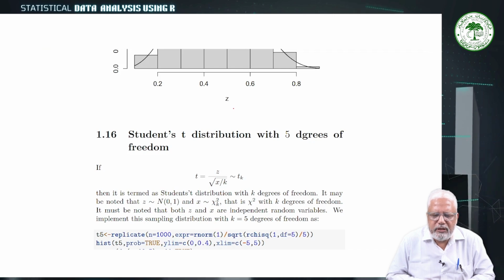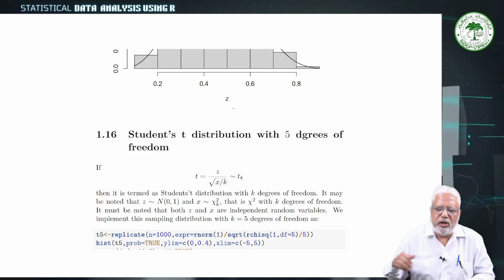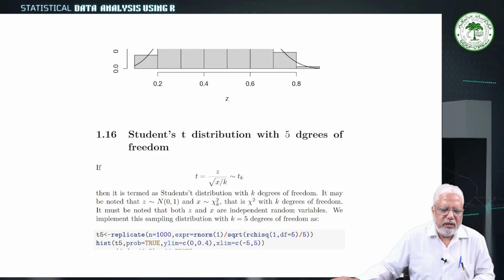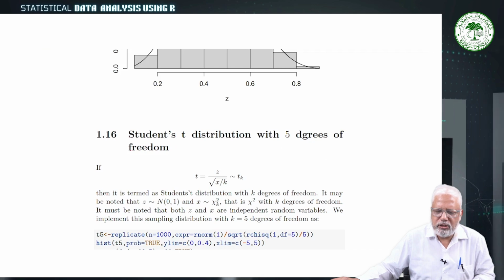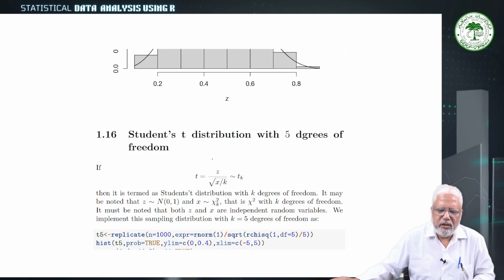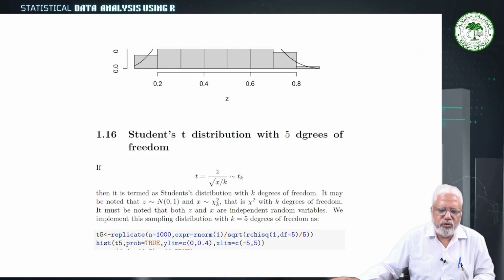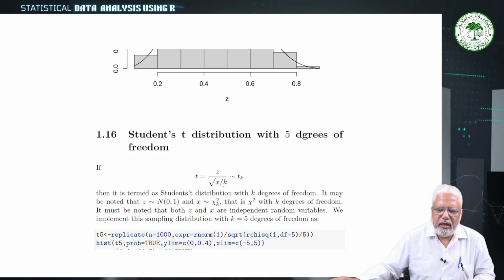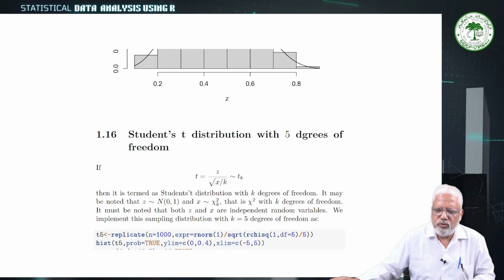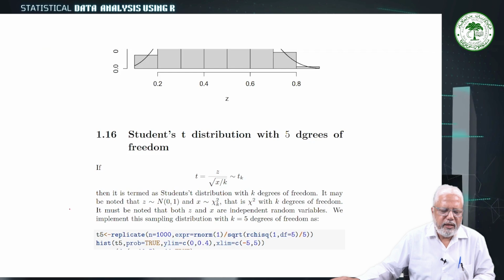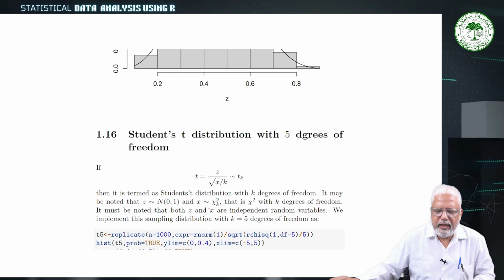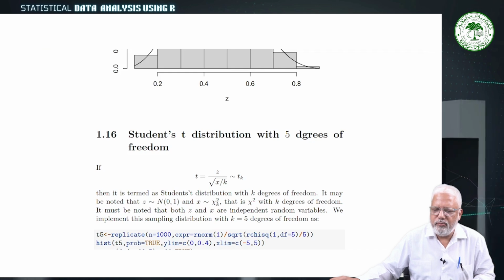So if T is equal to Z by square root of X by K, then it is termed as student's T distribution with K degrees of freedom. It may be noted that this Z follows normal 0, 1, whereas this X follows chi-square with K degrees of freedom. It must be noted that both Z and X are independent random variables.